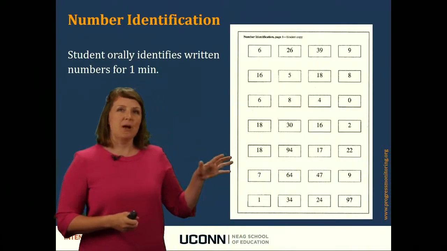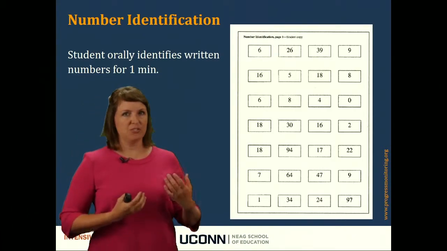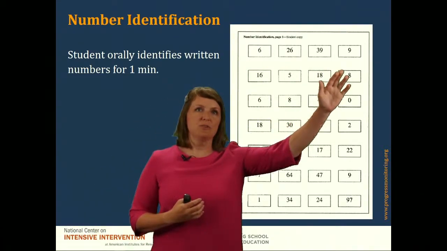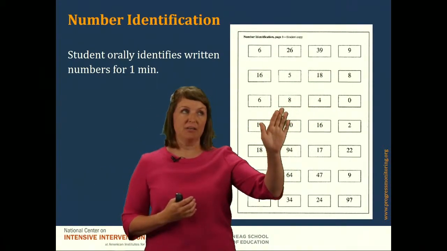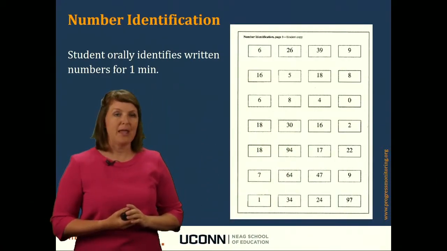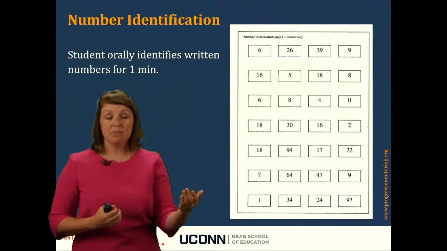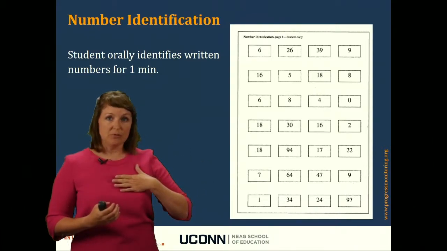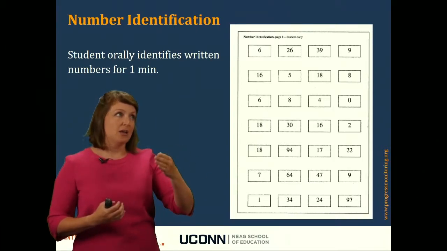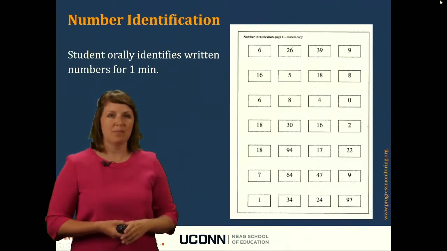On this measure here, the student is going to identify written numbers for 1 minute. So this is just a sample. If students were actually using this exact measure, there's 3 pages of numbers that the student would read aloud for 1 minute. If the student is reading aloud, that means that this is an individually administered assessment. So it's you as the teacher or tutor sitting across or next to the student, and a single student is reading these numbers aloud for 1 minute time.